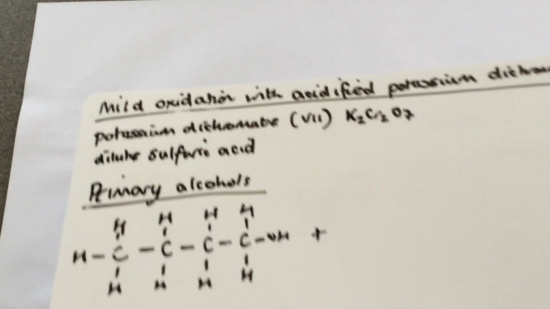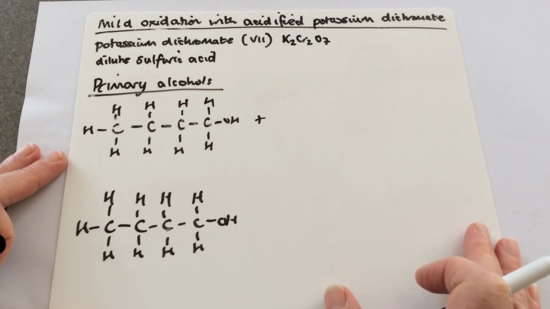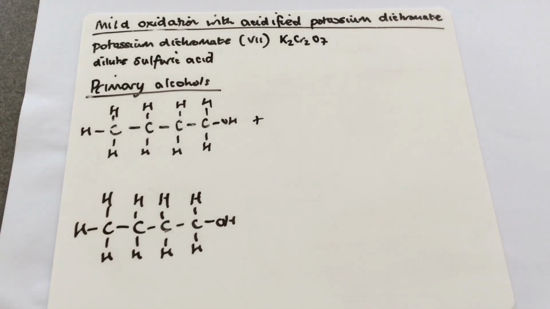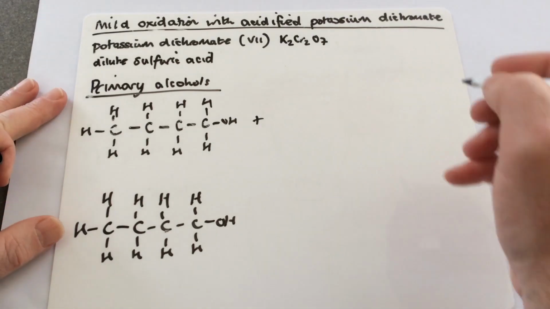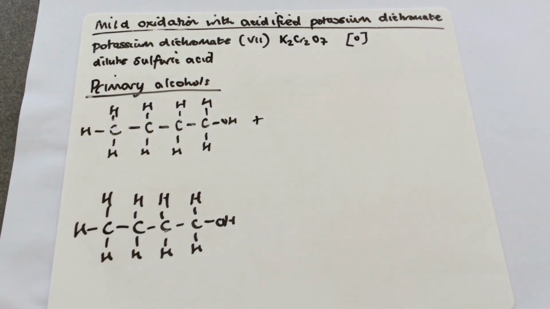Now for something a little bit more interesting. Let's move on to the work to do with acidified potassium dichromate. As you can see, acidified potassium dichromate, K2Cr2O7, it looks quite a complex compound. And for this reason, we use this symbol, an O in square brackets, when we're writing equations that involve acidified potassium dichromate. It just makes it easier to balance the equations, and it's what we expect to see at A level.